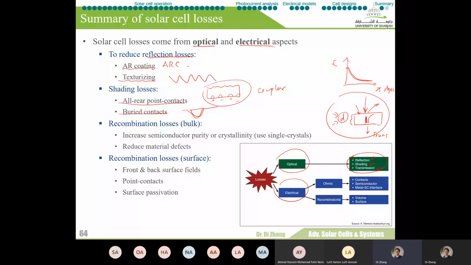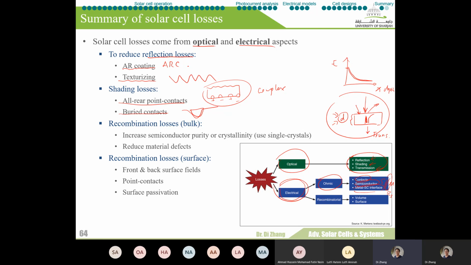And then we come to the electrical losses. What are the electrical losses that we can expect in a solar cell? First of all, there are the ohmic losses. That includes the ohmic or resistance losses from the contacts, from the silicon resistance, and also from the interface resistance. Between silicon and the metal at the interface, there is typically a certain amount of resistance associated with the interface. So for these contact losses, typically you have to use a high conductivity material.